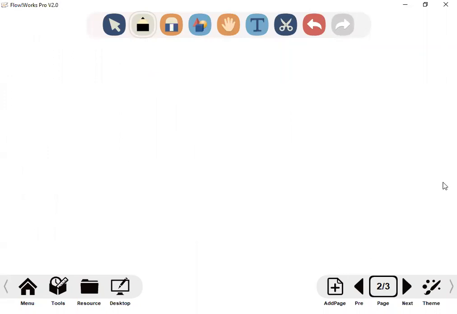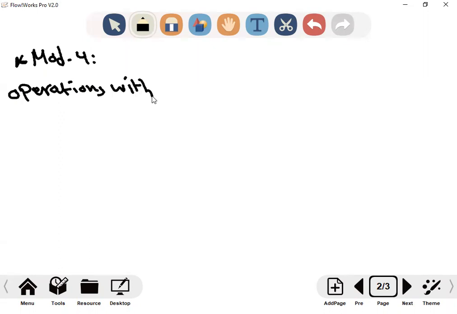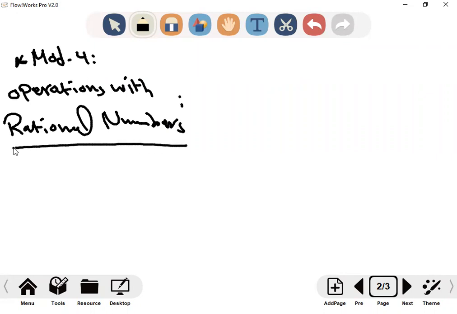Now let's go directly to module 4, which is operations with something we call rational numbers. And we'll start with lesson 1, rational number. What is the rational number? How we deal with rational number.